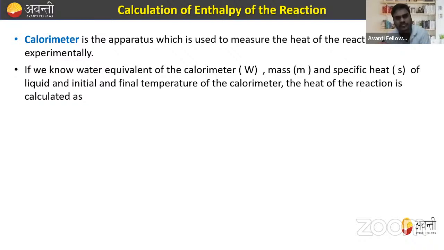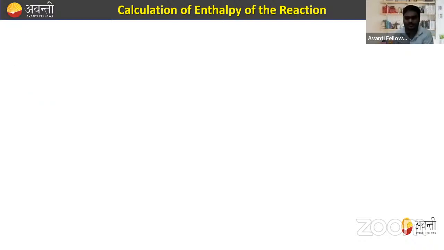So basically for calculation of the enthalpy of the reaction, we use a calorimeter. And for the calorimeter, what data do we require? We require the water equivalent of the calorimeter, W, the mass and the specific heat of the liquid, and the initial and final temperature of the calorimeter. If you know this data, then we can put it in the particular formula for calculating the enthalpy of the reaction using the calorimeter, right?